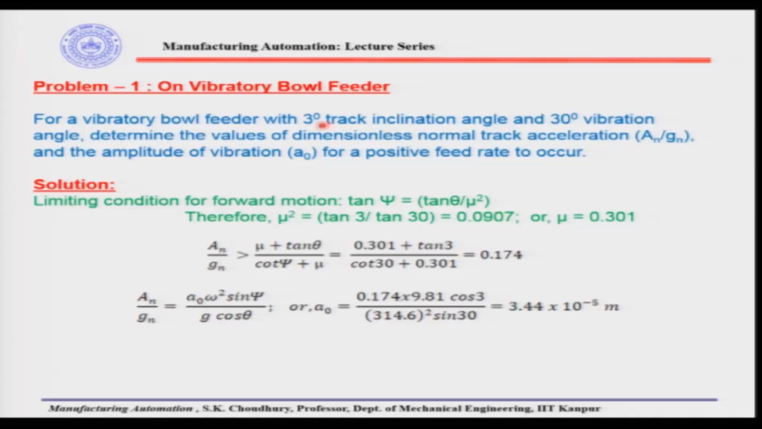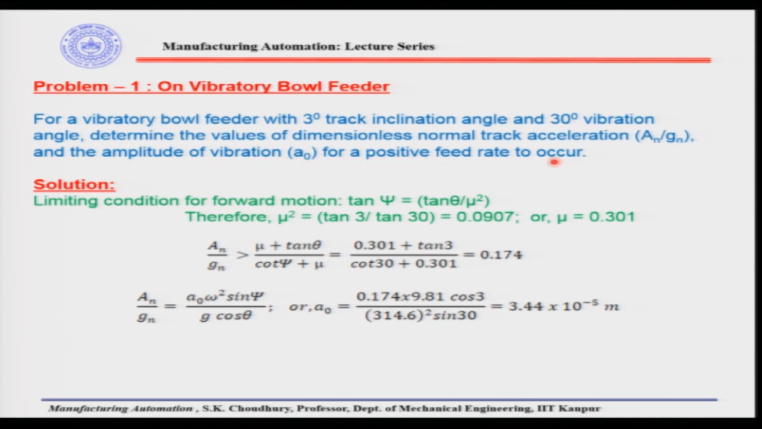Now, for a 3° track inclination angle and a 30° vibration angle, determine the values of the dimensionless normal track acceleration, which is an by Gn, and the amplitude of vibration A0 for a positive feed rate to occur.